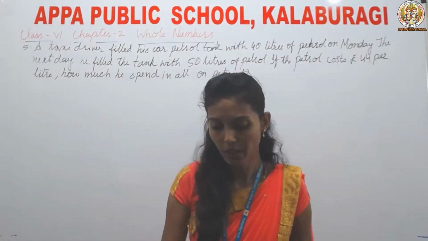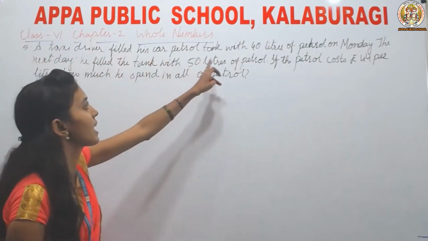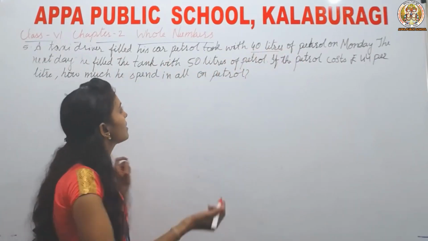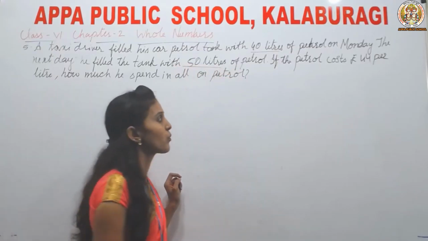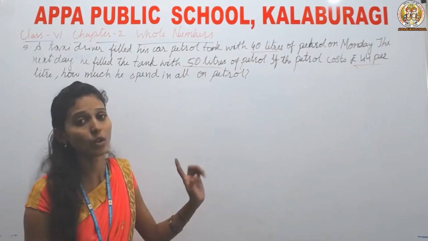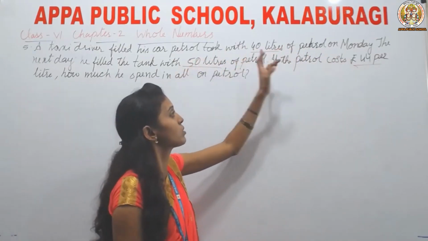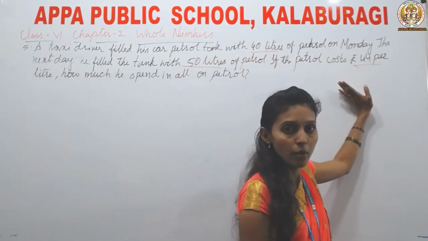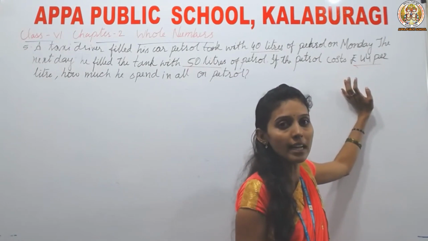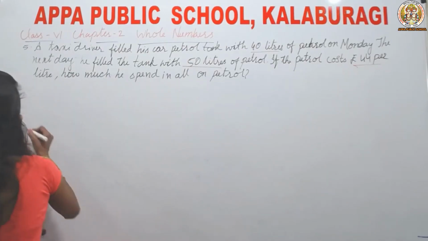Read the question once again. A taxi driver filled his car petrol tank with 40 liters of petrol on Monday and on the other day 50 liters. Cost of 1 liter of petrol is 44. If we do not learn those properties, directly what will we do? 40 liters first, 50 liters second. So we will add up these two and we will multiply this. When we know the properties, then also we have to do the same thing. But the statements and all that we write will be according to the properties. Okay, come, let us solve it.